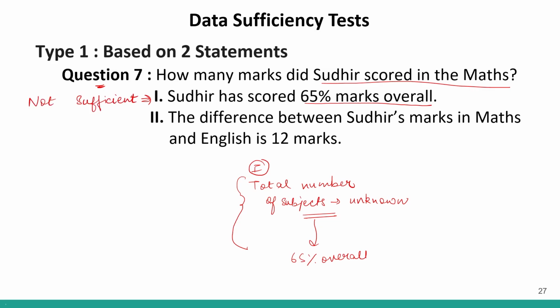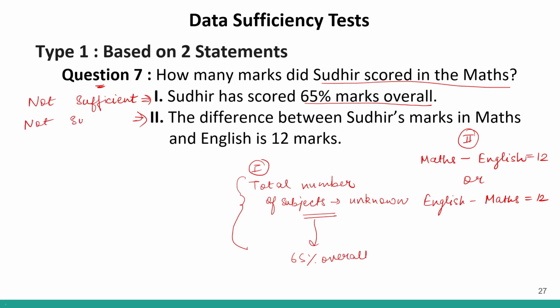Correct? Now, moving on to statement number 2. Statement number 2 says that the difference between Sudhir's marks in maths and English is 12 marks. So again, Sudhir could have scored more in maths and less in English. So the difference, this is from statement 2, the difference was 12, or he could have scored more in English and less in maths, correct? Either of the two possibilities, and the difference was 12. So even with statement 2, we cannot identify Sudhir's scores in maths. So this statement also is not sufficient.